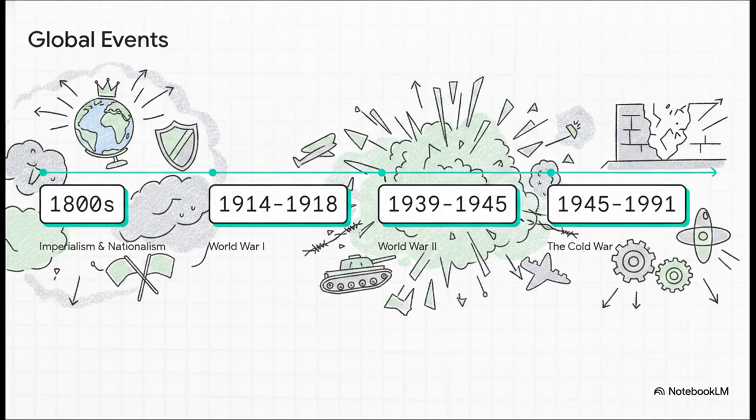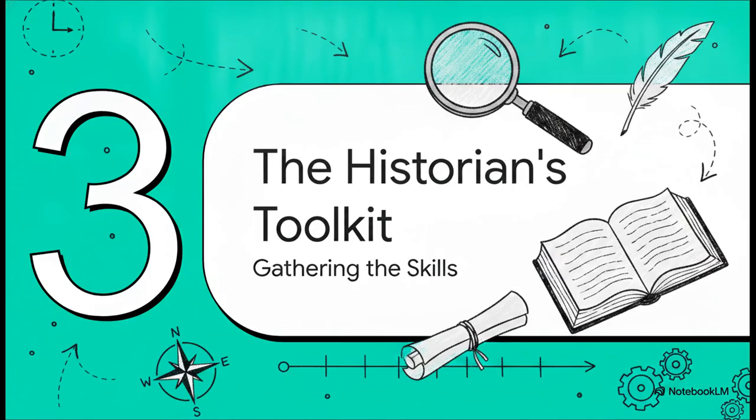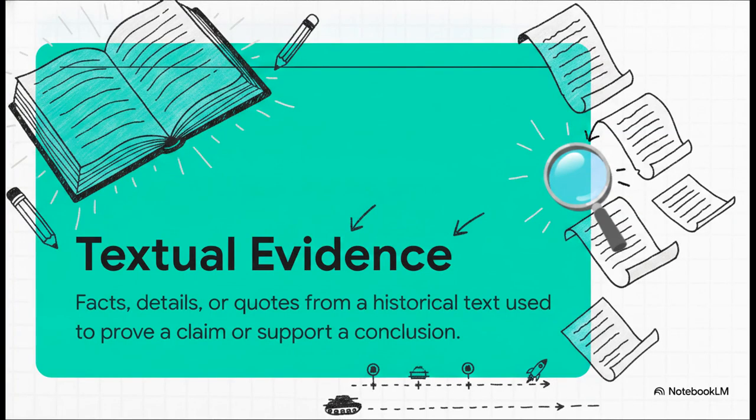And then the era shifts right into the Cold War, a period of massive ideological standoff that lasted all the way until 1991. When you're analyzing sources in this unit, they're going to be pulled directly from these incredibly turbulent times. Section 3. The Historian's Toolkit, Gathering the Skills. You know, a good detective never just guesses. They rely on hard textual evidence to back up their theories.